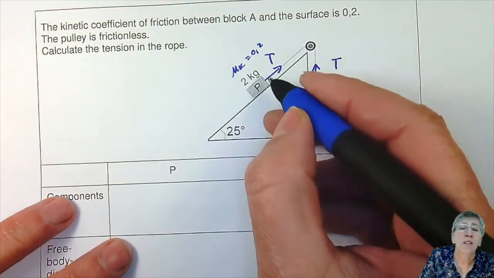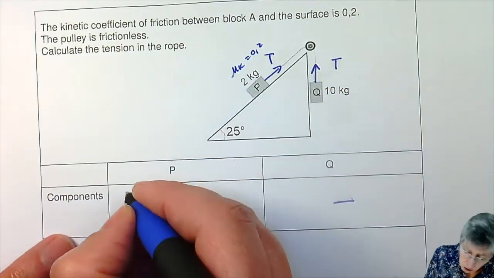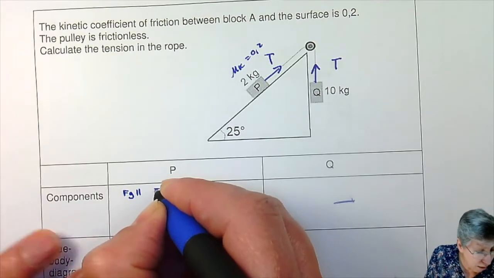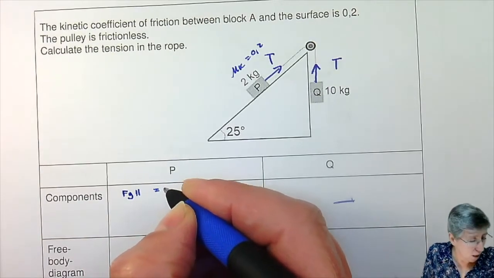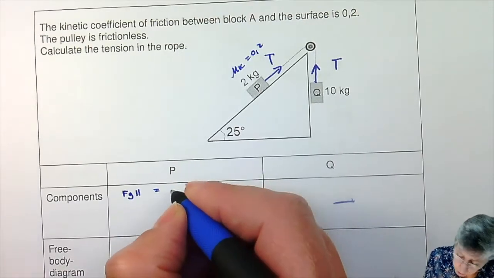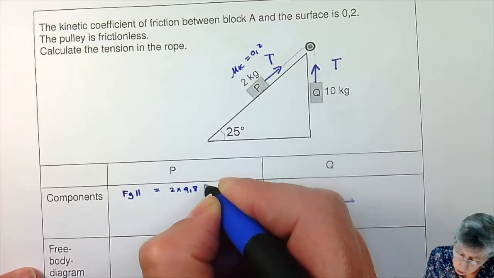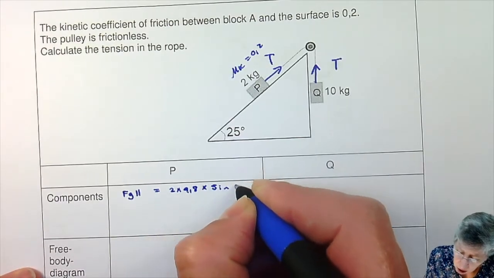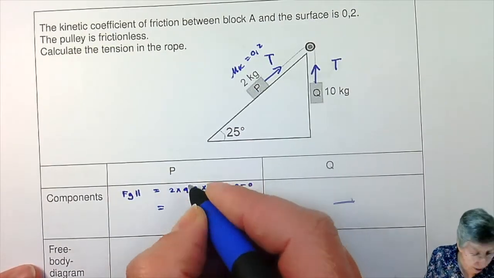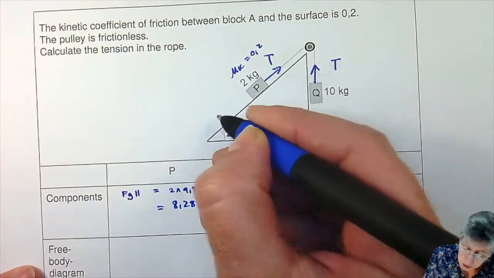This one, the force that's going to be a problem is going to be gravity. So we are going to take gravity and resolve that into a parallel component and a perpendicular component. So here for the parallel component, that will be 2 times 9.8, and for parallel that will be sine of 25 degrees, and if you do that you end up with 8.28 newtons. Right, and that will be down the plane.